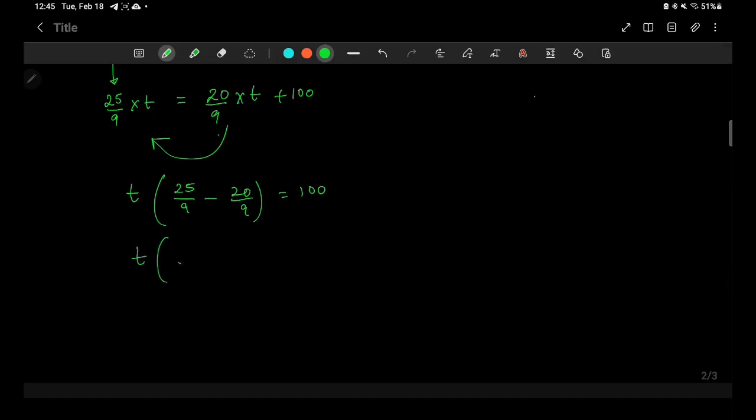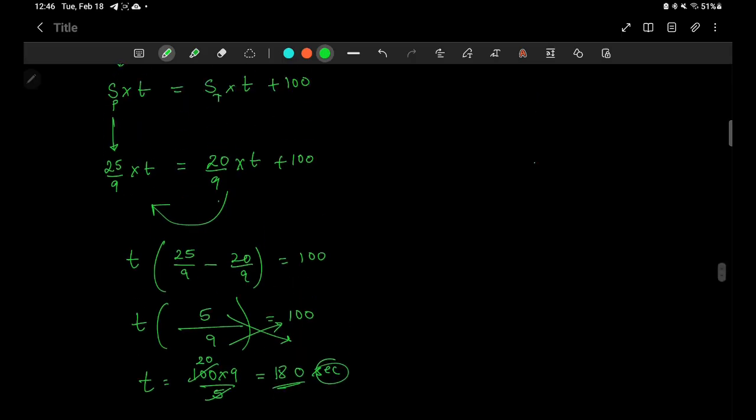Okay, then if I simplify this, I'll get 5 by 9 is equal to 100. Then multiply this 9 here and this 5 will come below. 100 into 9 by 5, then 5 ones are 5, 5 twos are 10, 5 zeros are 0. How much is this? 20 into 9, 9 zeros are 0 and 9 twos are 18. Okay, 180 seconds. Why seconds?